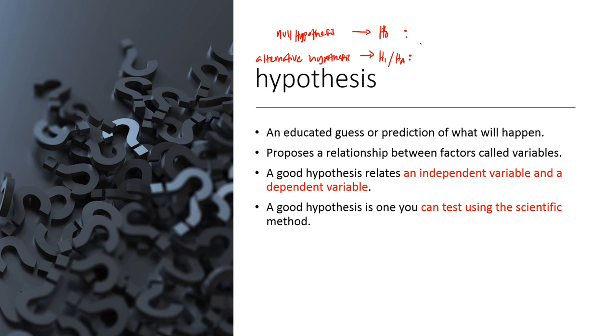Null hypothesis bermaksud tidak ada apa-apa yang berlaku. So contohnya, there are no relationship between A and B. So this is a null hypothesis. In alternative hypothesis, there is a relationship between A and B. So kalau kita nampak dekat sini, hypothesis dia benda macam ni saja. So dia ada null hypothesis and alternative hypothesis.